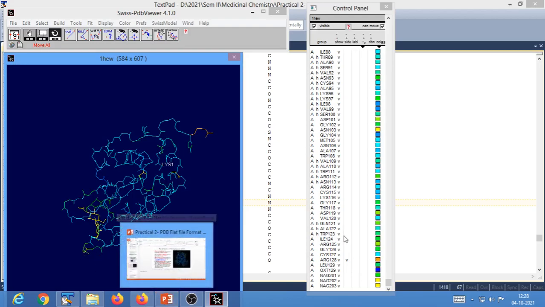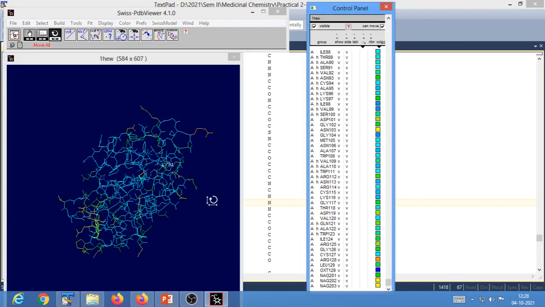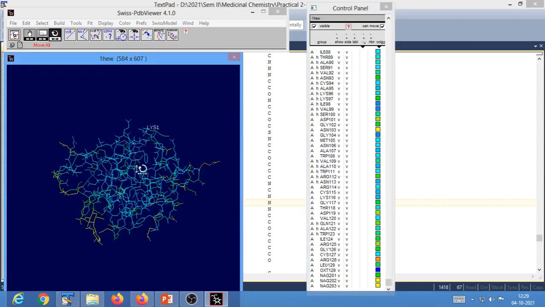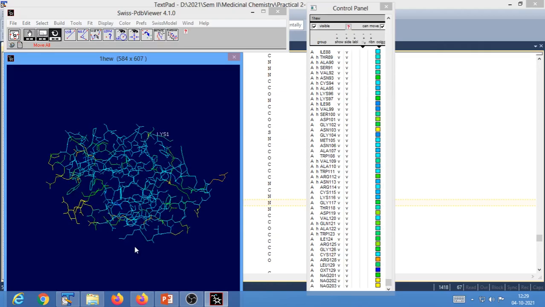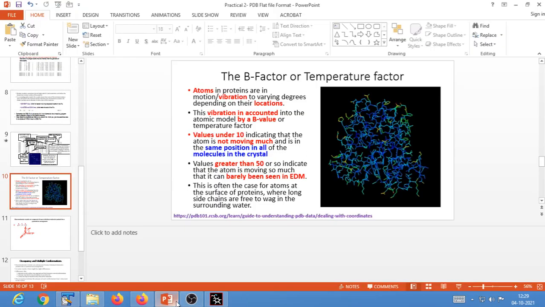So this is all about your B factor. Higher B factor would mean that these particular atoms in your PDB file are involved in motion, and the degree of motion can be inferred by coloring by B factor. Okay, so that is all about your B factor.